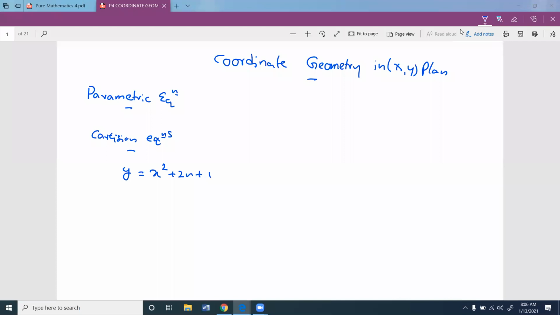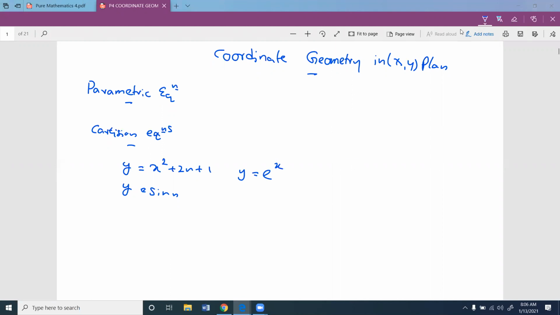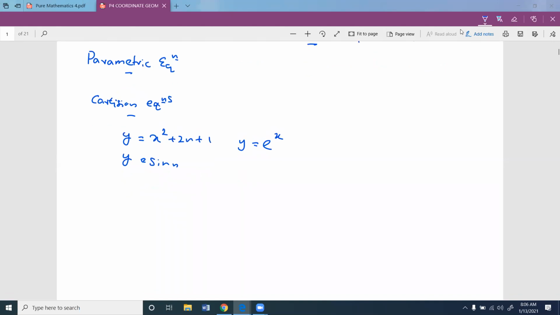These are like y equals sine x, and we already learned y equals e to the power x. Those kinds of equations, where the main variables are x and y, are called the Cartesian equations, which are drawn in the Cartesian coordinate system, the x and y plane. So whatever the graph, you can mark it in x and y just like this.